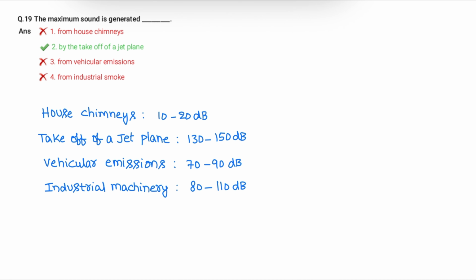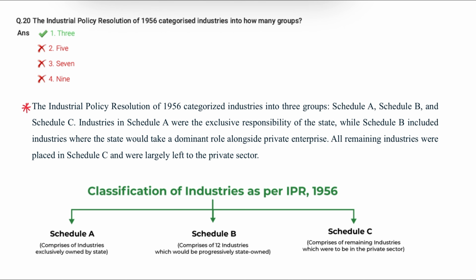The maximum sound is generated from the following options. So house chimneys can generate 10 to 20 dB. Takeoff of a jet plane is 130 to 150 dB. Vehicular emissions is 70 to 90 dB. Industrial machinery 80 to 100 dB. So the maximum sound from the given options is by the takeoff of a jet plane. Option 2.